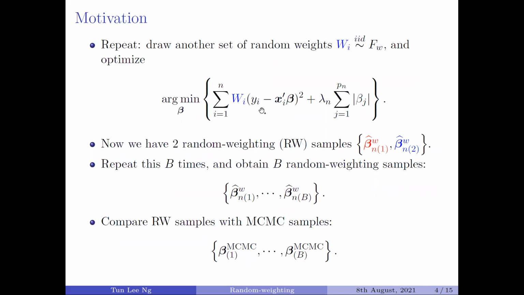So we're going to repeat the procedure from before, draw another set of random weights, and then assign it on this objective function, and then optimize it to get another set of solutions. So now we have two so-called random weighting samples. Repeat this procedure B times, and then we get these B random weighting samples here. So what we want to do now is to compare and see how these B random weighting samples here fare as compared to the MCMC samples that we have from before.